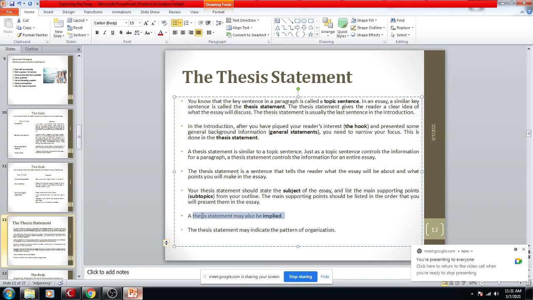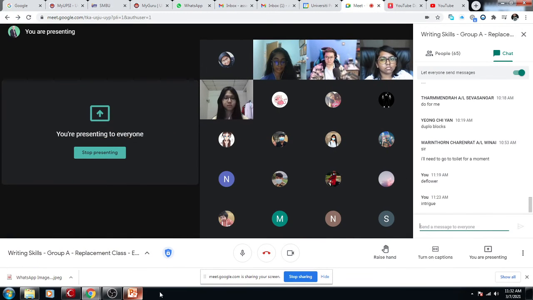One thing I would like to add, not mentioned in the book about the thesis, is that a thesis can be stated and can be implied. So in this sense, there are 2 types. The most common is the stated. Stated means you clearly state the subtopics. The implied, you do not mention the subtopics, but they are implied.